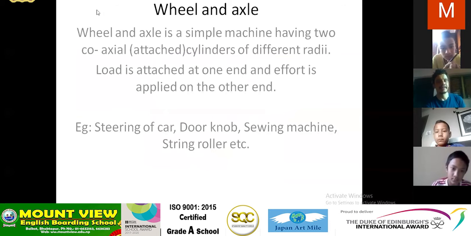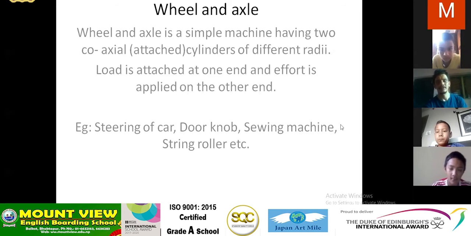So a wheel and axle is a simple machine having two coaxial cylinders of different radii. Load is attached at one end and effort is applied on the other end. For example, the steering of a car. Have you seen the steering of a car? The driver rotates it left and right, that is the steering of a car.